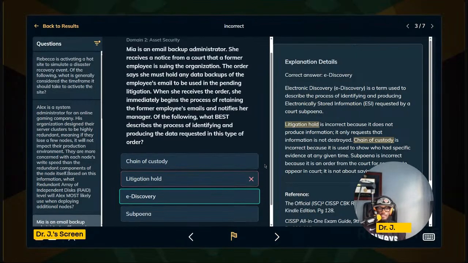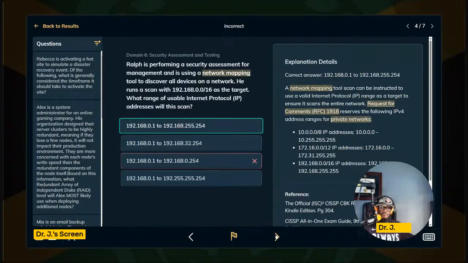So, the difference between litigation hold and e-discovery. Just remember, with e-discovery there's an action that follows up, whereas with litigation hold there isn't. They just request that the information is not destroyed. E-discovery describes the process of identifying and producing ESI, electronically stored information requested by a court subpoena. So there is an actual follow up action, or even a deliverable attached to that. With a litigation hold, there's no deliverable attached.